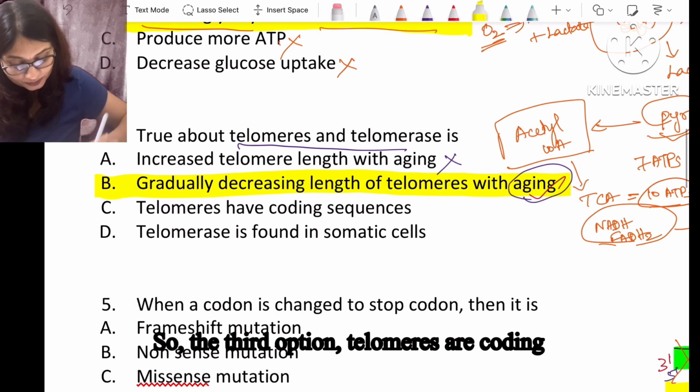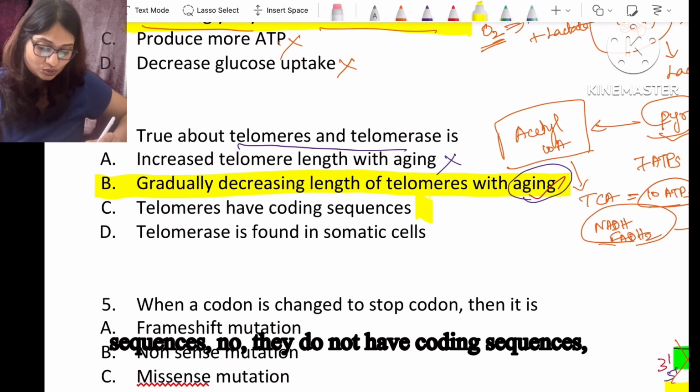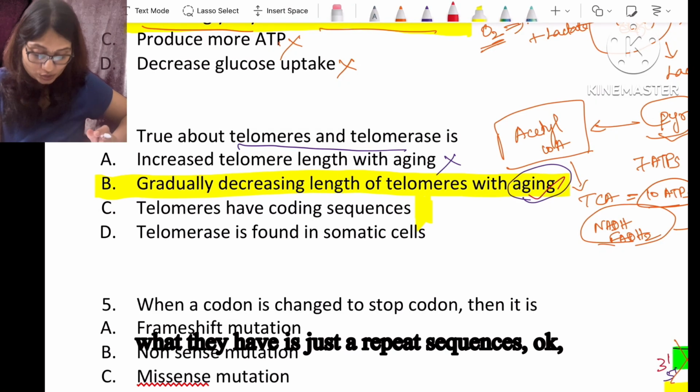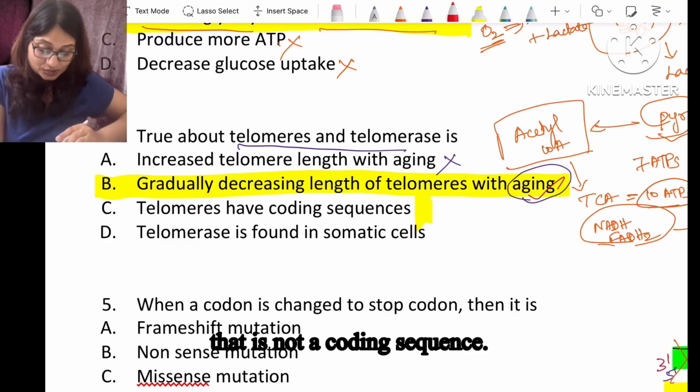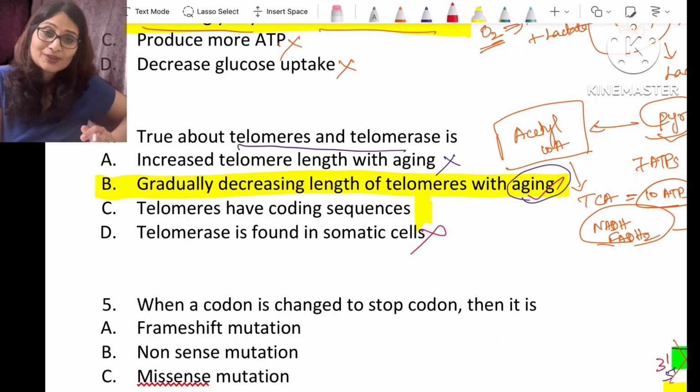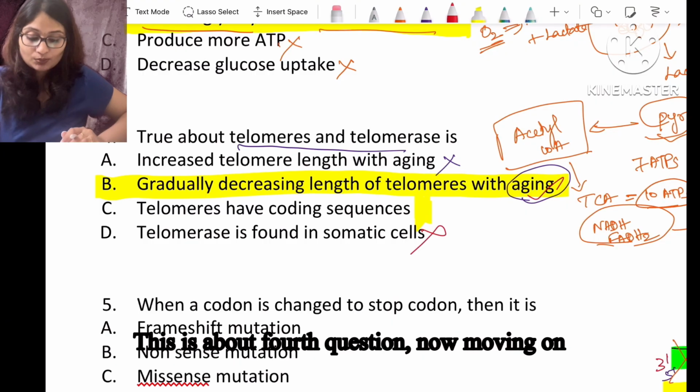The third option: telomeres have coding sequences? No, they do not have coding sequences. What they have is just repeat sequences. That's not a coding sequence. Telomeres are found in somatic cells? No, they are not found in somatic cells. They are only present in germ cells. Fine. So that is about the fourth option.